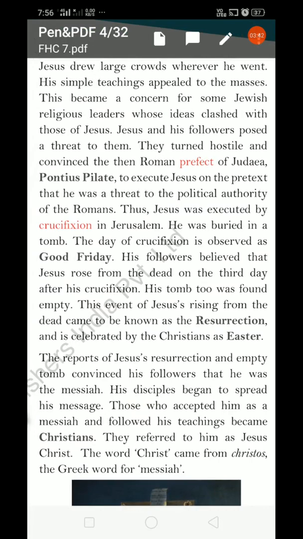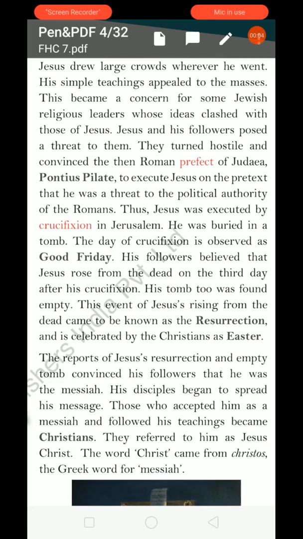Jesus drew large crowds. Crowds means भीड़ इकट्ठी होना. Wherever he went, his simple teachings appealed to the masses. A group of people were very interested to listen to his thoughts. This became a concern for the Jewish religious leaders whose ideas clashed with those of Jesus. Jesus and his followers posed a threat to them.